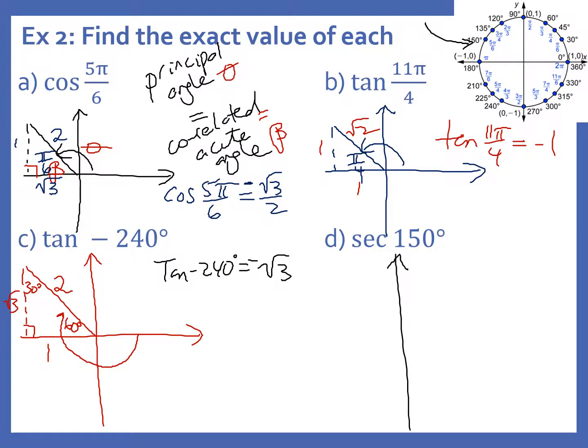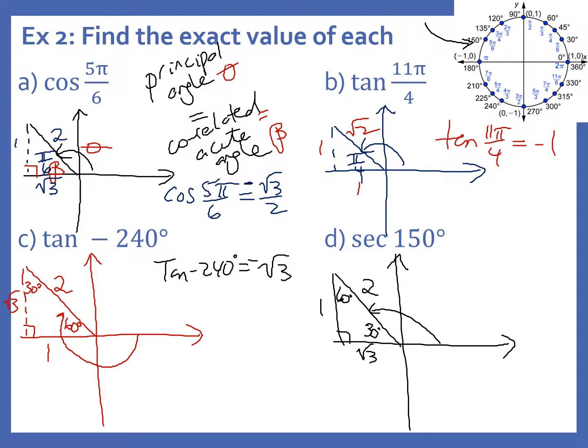And D, secant 150, so 150 degrees, puts us here. That leaves me with 30 degrees. Remember the x-axis is 180, so that's 30 and 60. Exact same special triangle. 2, across from the 60 is the root 3. Across from the 30 is 1.